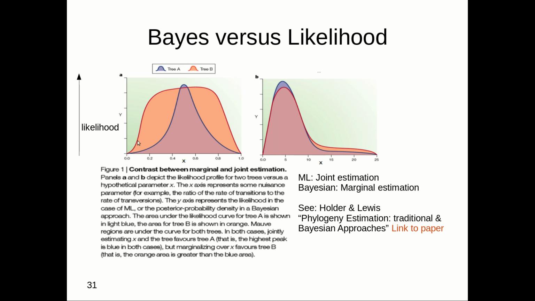However, Bayesian inference will favor tree B, which maybe doesn't have this highest peak likelihood here, but has a higher likelihood value for a larger range of values of x, right? So here x is just a parameter value, as I said before, the alpha shape parameter of the gamma model of rate heterogeneity. And so this shows you how Bayesian inference and maximum likelihood inference would choose among two distinct tree topologies.